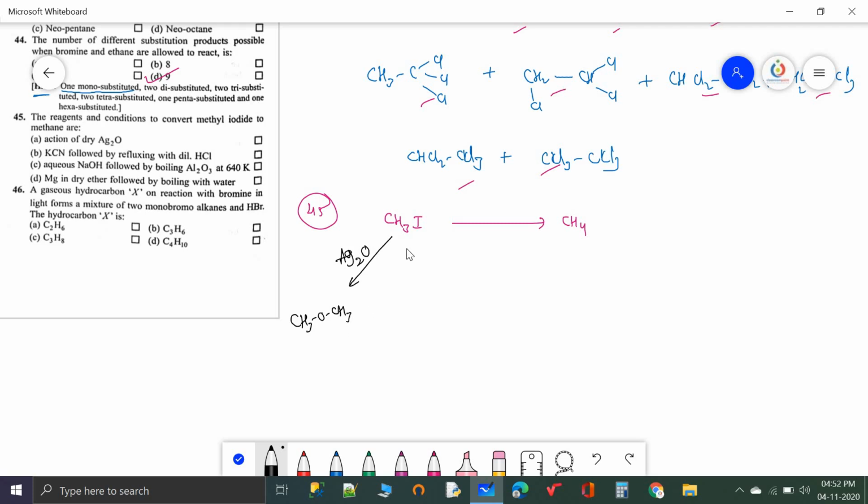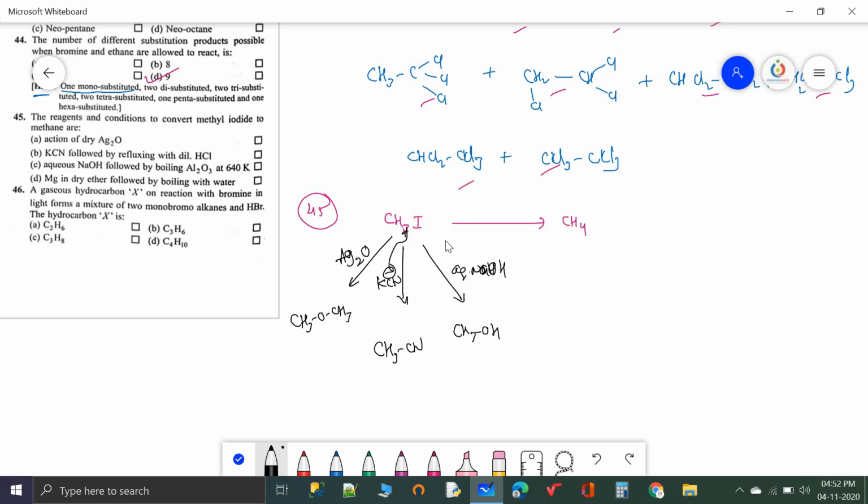This reaction we will learn in the preparation of ethers. And KCN is used, followed by reflux with KHCl, that is not required. With KCN, cyanide replaces the iodine, so that you will get CH3CN. And the next one is aqueous NaOH. NaOH means a simple SN2 reaction takes place, so that it becomes methyl alcohol.